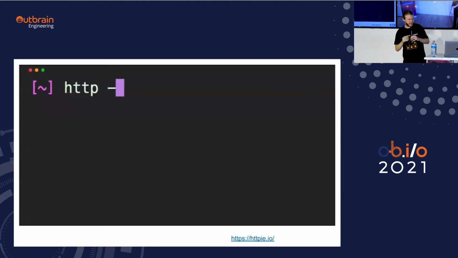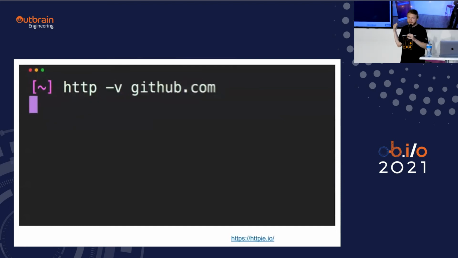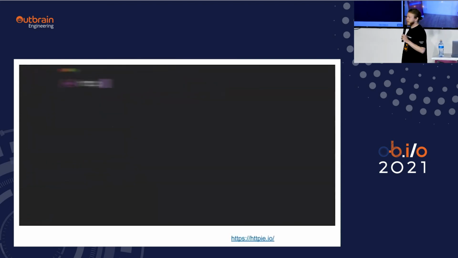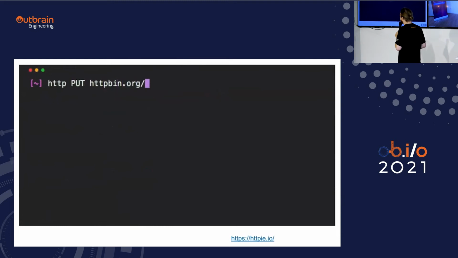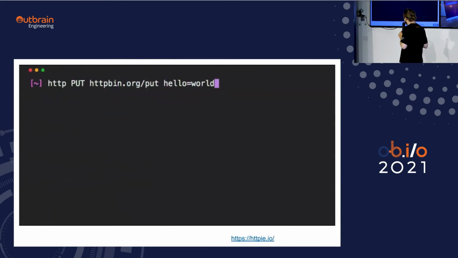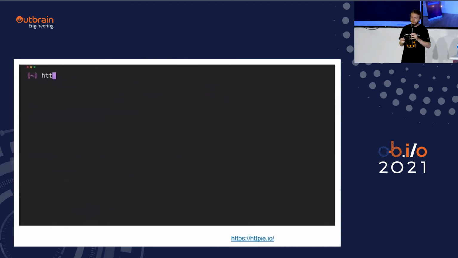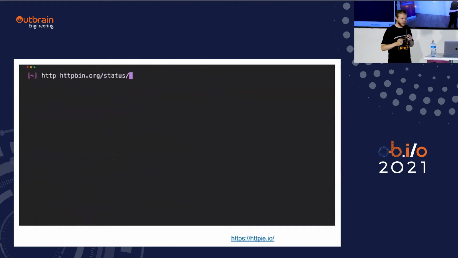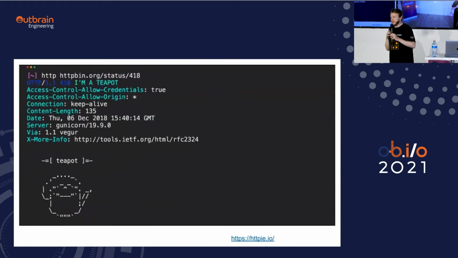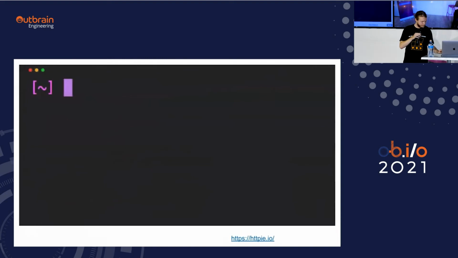HTTPie is just another example, it's really nice too. If you use curl on your local terminal, try to use HTTPie once. Saves so much time, so much more intuitive to work with rather than curl. And it could save you hours, I think, hours in your day-to-day debugging.